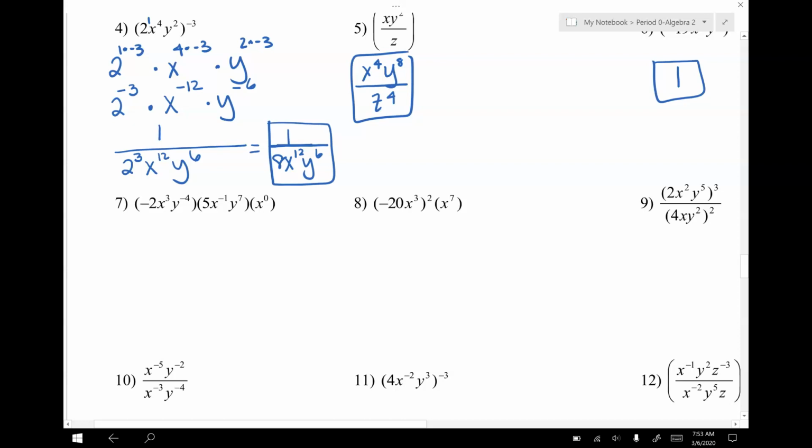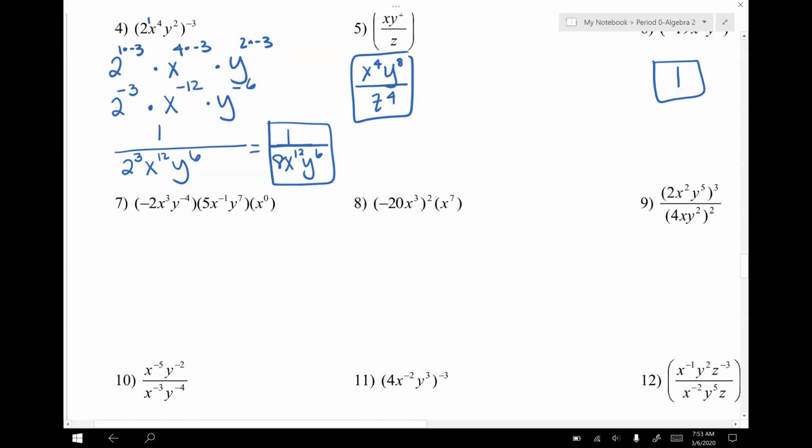7. We have 3 quantities here. You have some real numbers and some variables. What should we start out with? X to the 0, yeah, that's a good idea. X to the 0 is just simply what? 1, you're right. What else should we do?